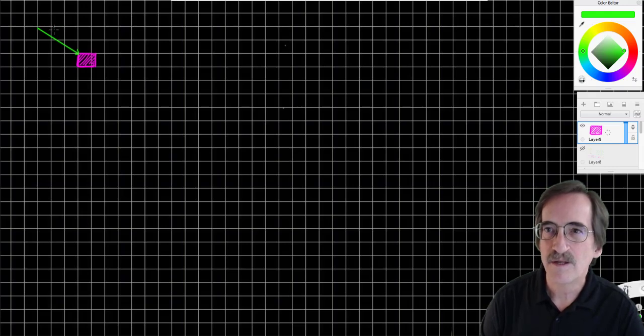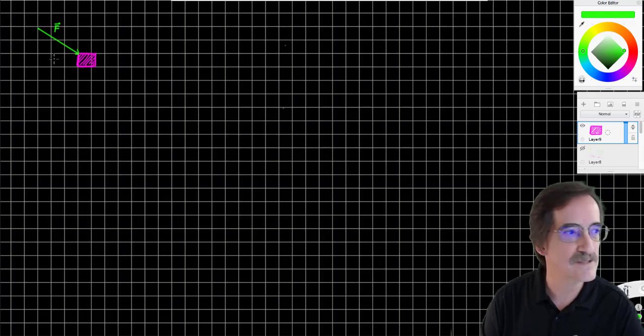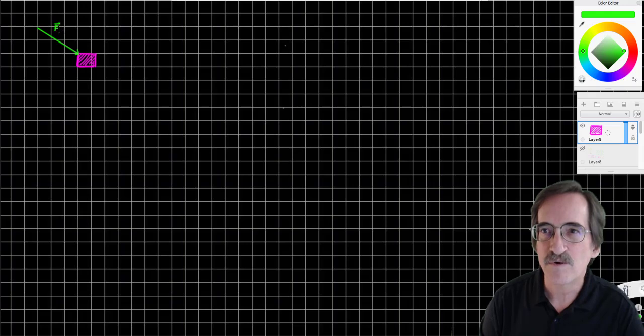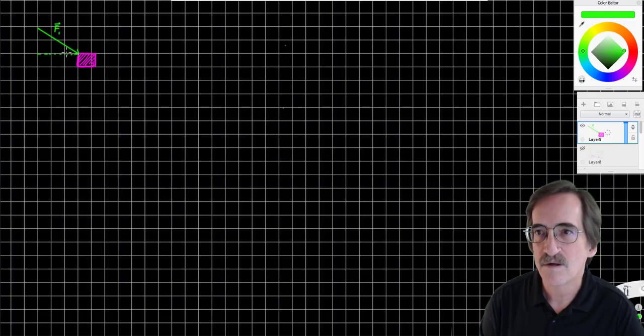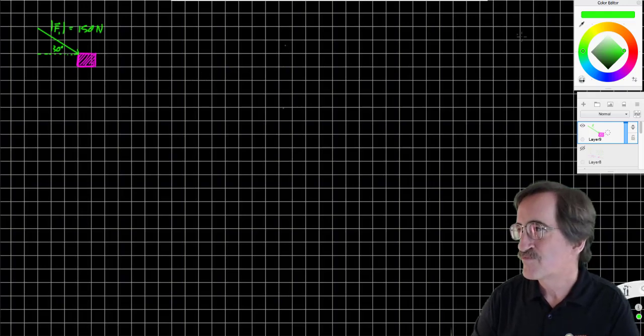Okay? And so this is his force, which is a vector. Force is a vector. It has magnitude and direction. Okay? And force 1 is going to be at an angle of 30 degrees to the horizontal, and a magnitude of 150 newtons.